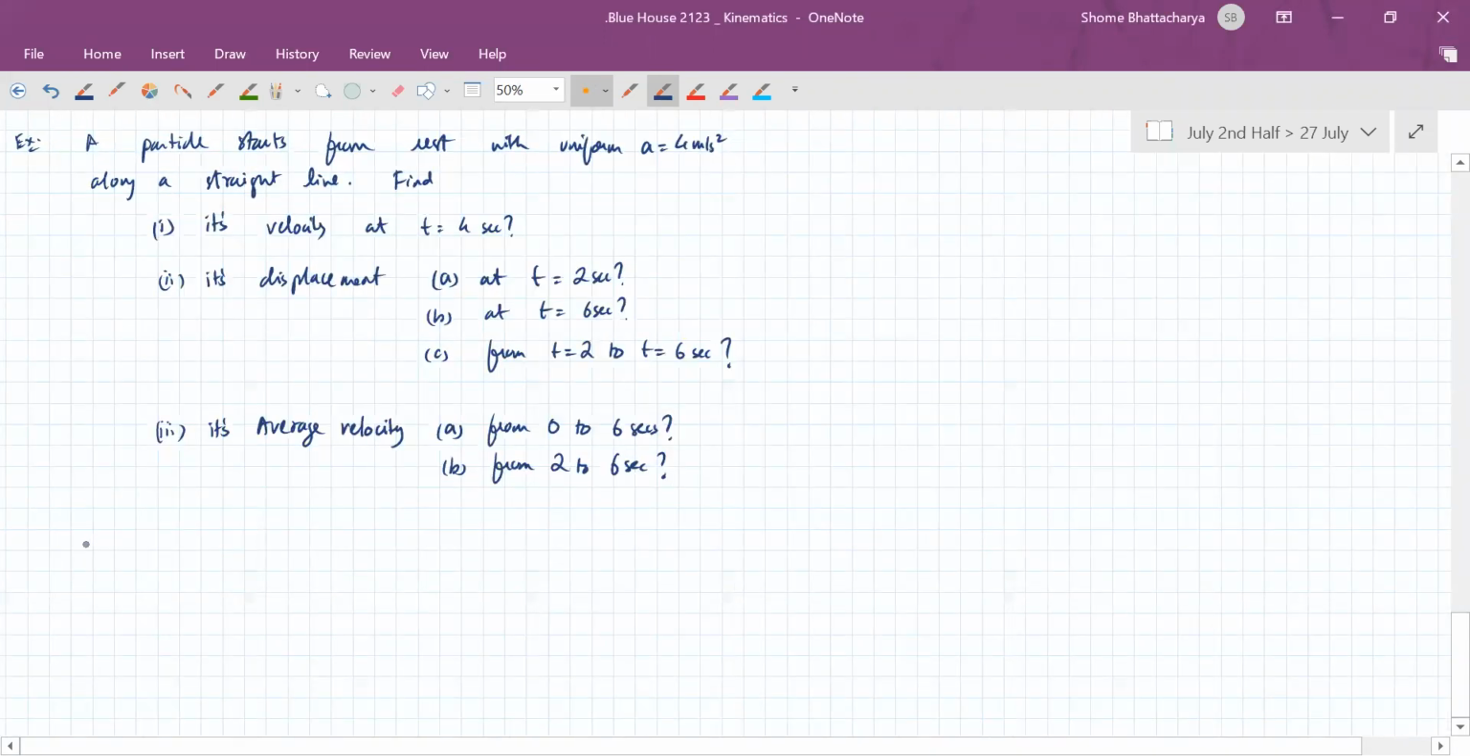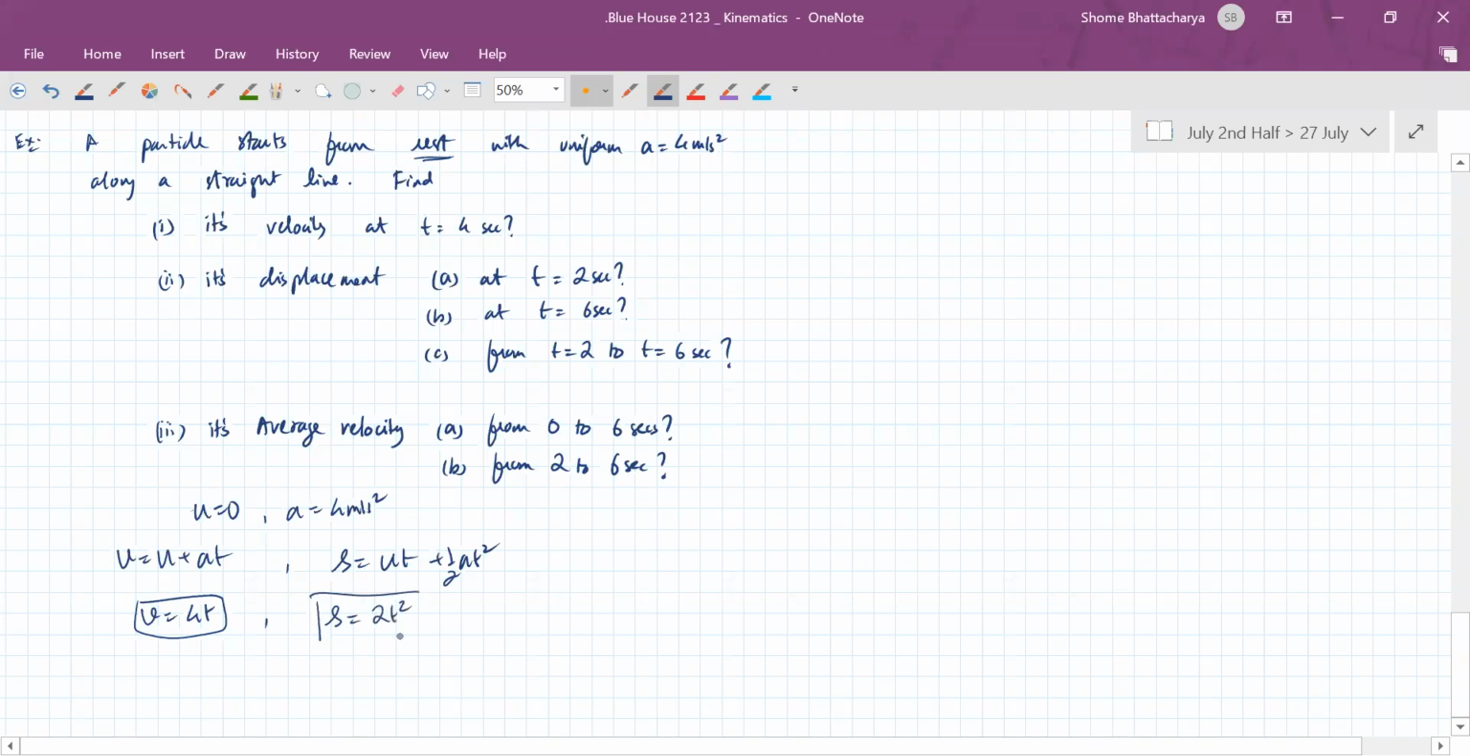Okay, so let's start with this. We'll use these two equations: V is equal to U plus AT, and in general S is equal to UT plus half AT square. In this particular case, our initial velocity is 0 because it's starting from rest, and our acceleration is 4 meters per second square. So the general equation becomes V is equal to 4t, and the general equation for instantaneous displacement is 2t square.